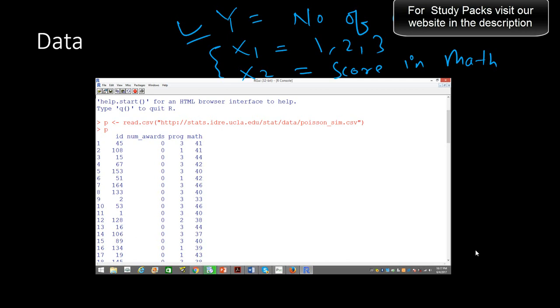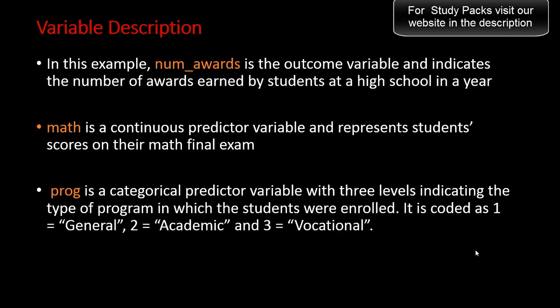So we'll import the data set, and it's there on the University of California, Los Angeles, UCLA website. It's publicly available, so you can import it into your R session. Okay, so there are three variables. One is the dependent one, the number of awards, and we have two independent variables, the score on maths and the program to which the student is enrolled.